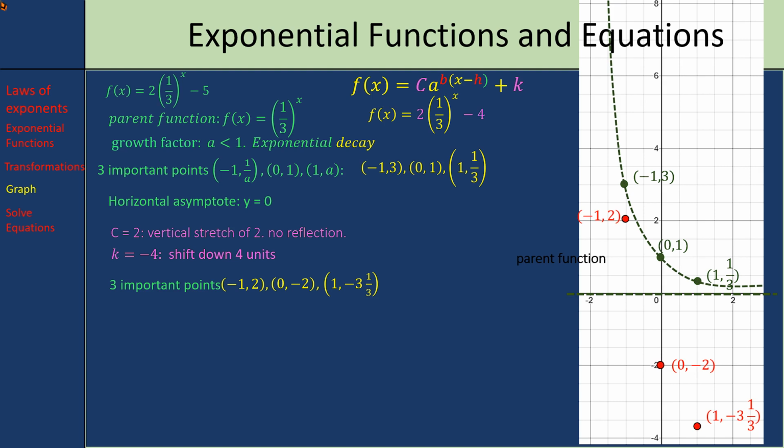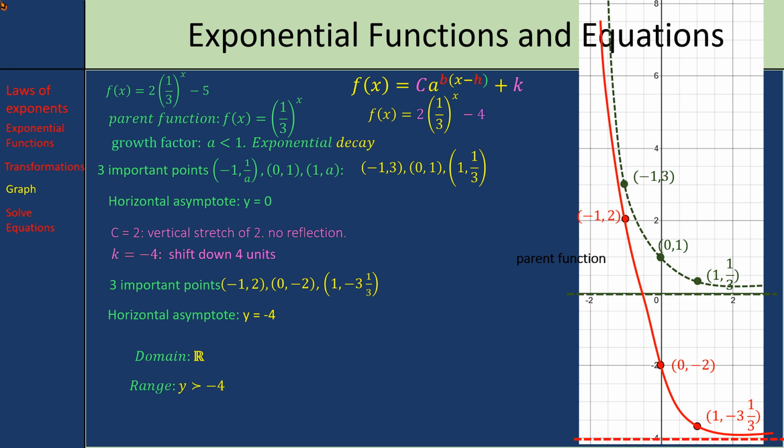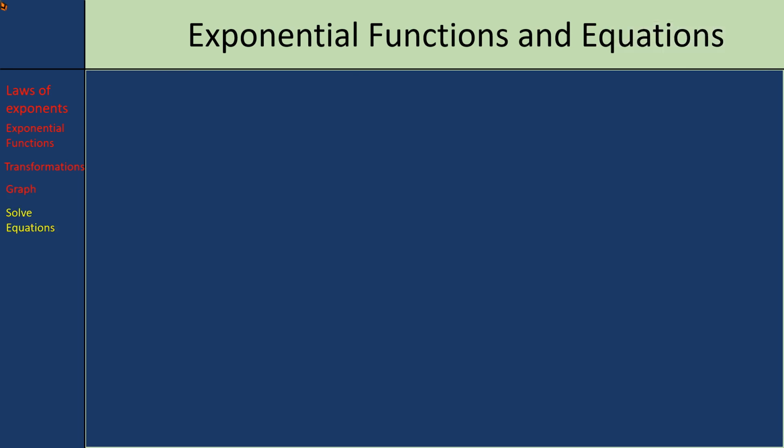And then the horizontal asymptote was y equals 0, but y gets multiplied by 2, which is still 0. Subtracted by 4, which is now at -4. So y is equal to -4 as my horizontal asymptote. So it looks like that. Now I just follow that and graph. Domain is all real numbers. Range is y is larger than -4. And that's it. Solving equations we'll save for Wednesday.